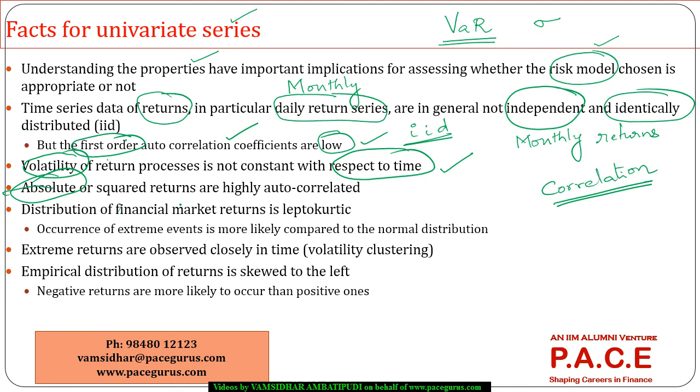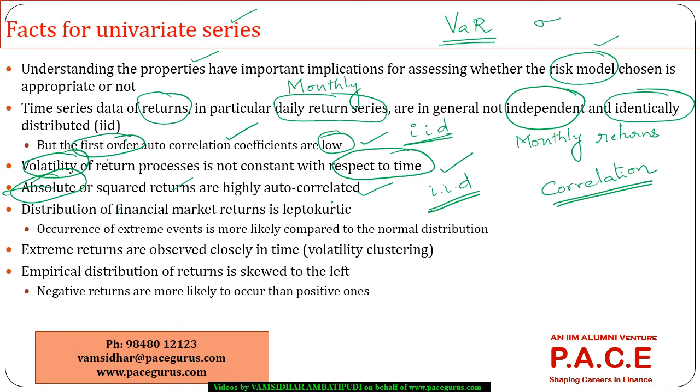So when I'm looking at absolute or squared returns, the correlations are much higher, which means I cannot really say that they are all IID. I have to knock off the assumption that financial market returns are independent and identically distributed. That is not the case. One, the volatility was different, so they cannot have identical distribution. Two, they are not independent because there is some level of autocorrelation between them.